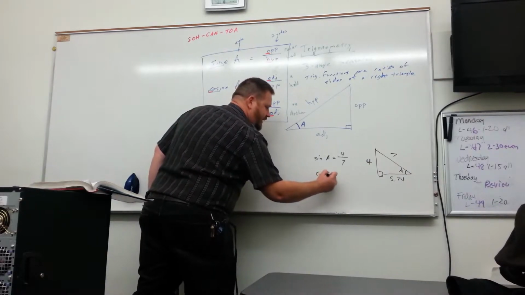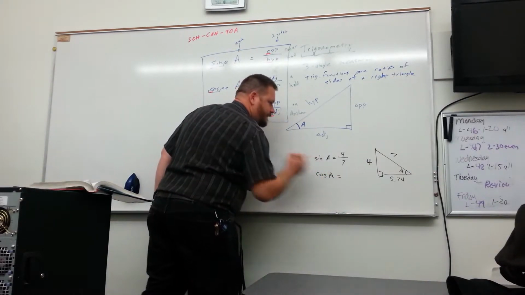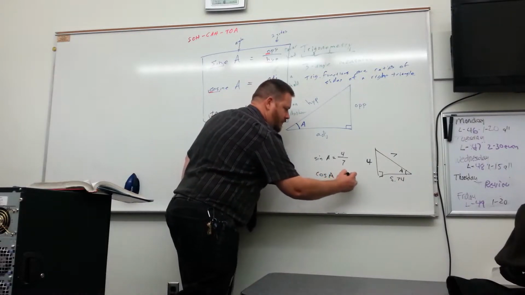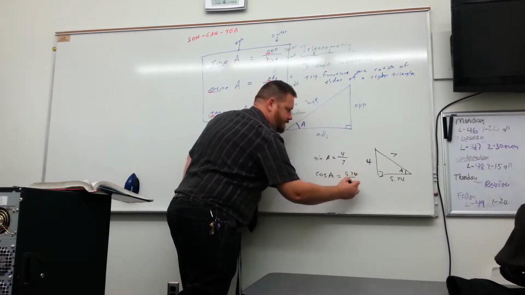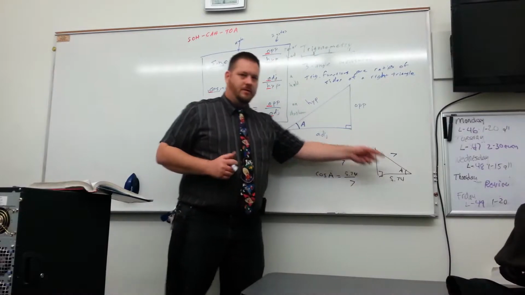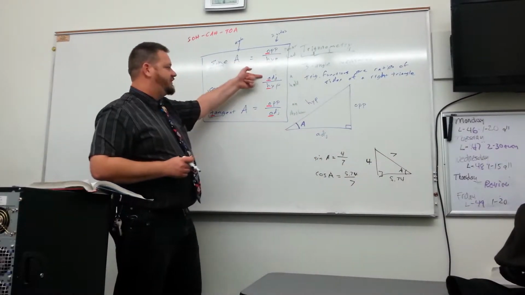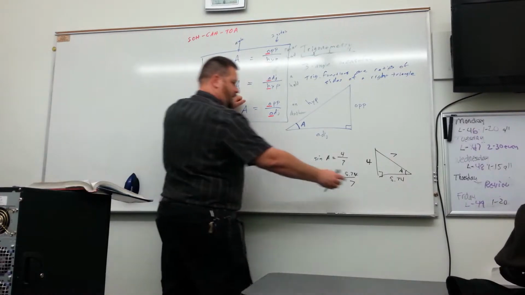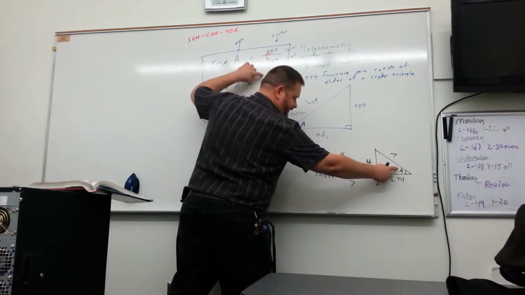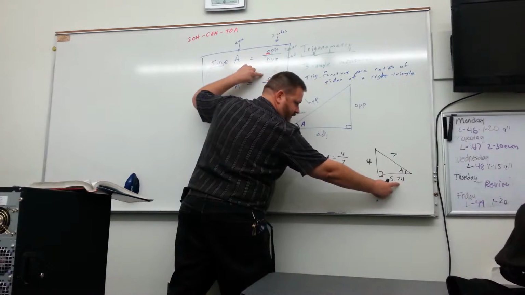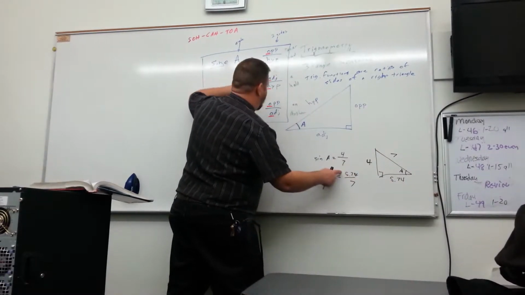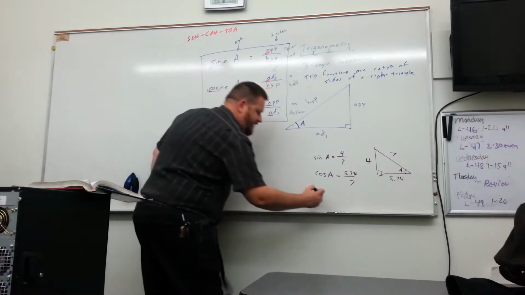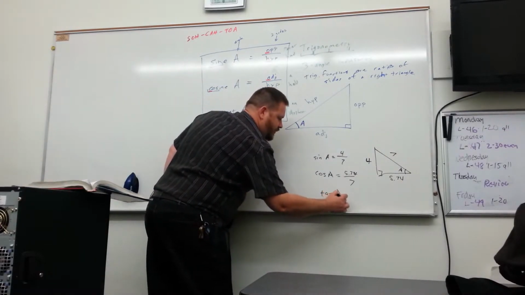What is the cosine of A? 5.74 over 7, because for this angle, cosine is adjacent over hypotenuse. Adjacent is the side next to the angle we're talking about. Since we're talking about angle A, the adjacent side is 5.74, not the hypotenuse, over the hypotenuse, which is 7. And what's the tangent of angle A?